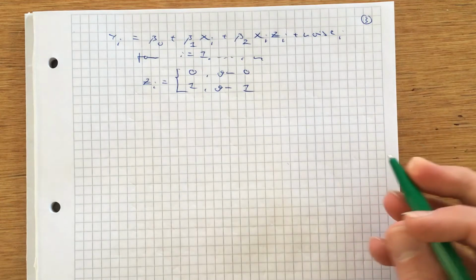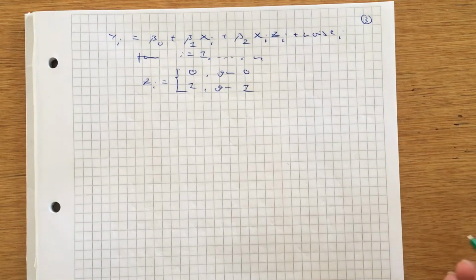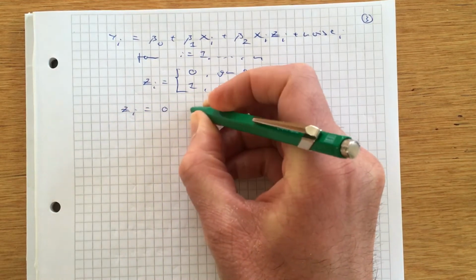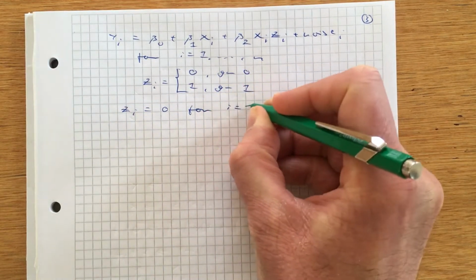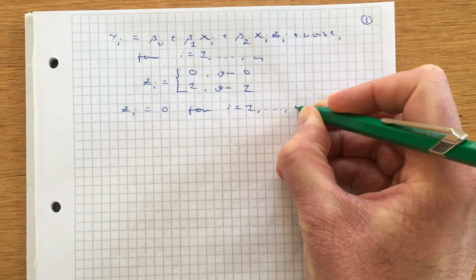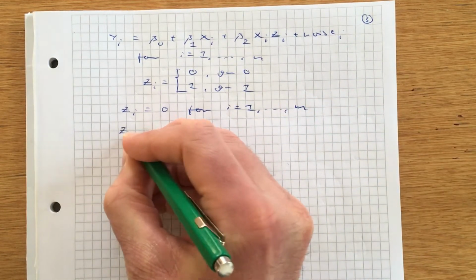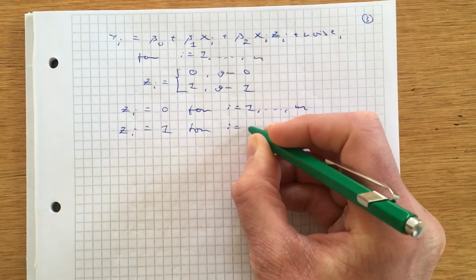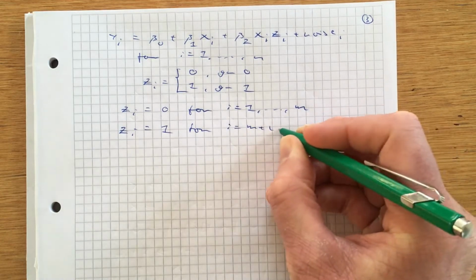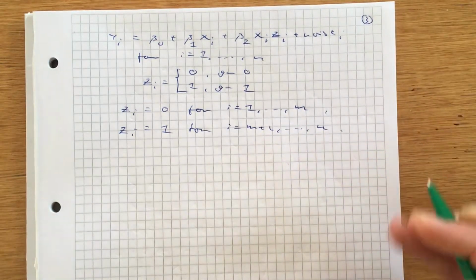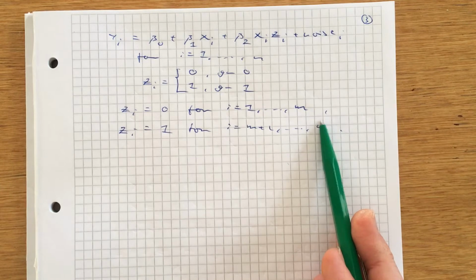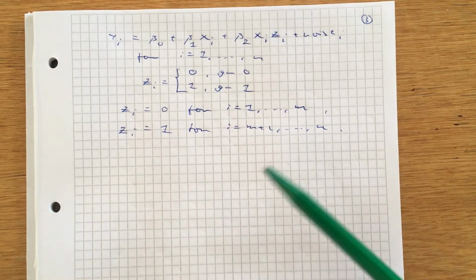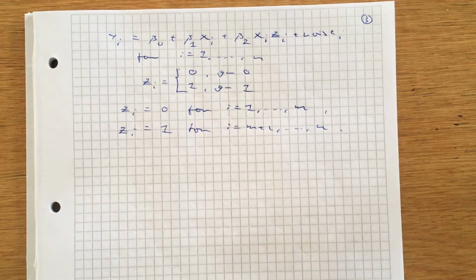So let us, for simplicity, assume that zi is equal to 0 for i from 1 till m, while it's equal to 1 for i equals m plus 1 up to n. So this means that the m first observations are the group 0 observations, and the n minus m last observations are the group 1 observations.